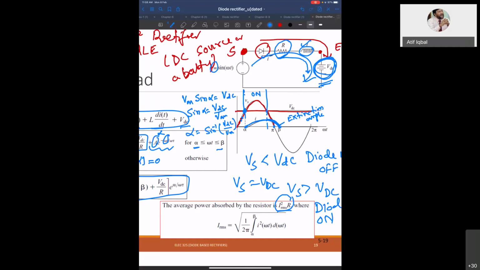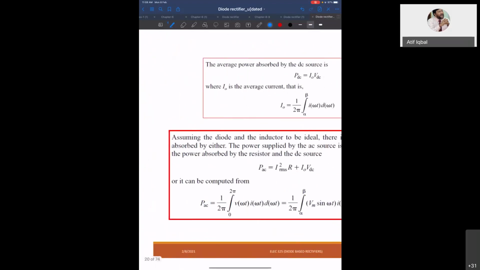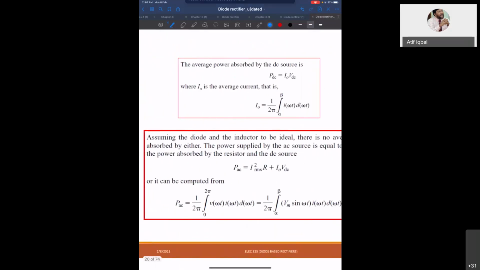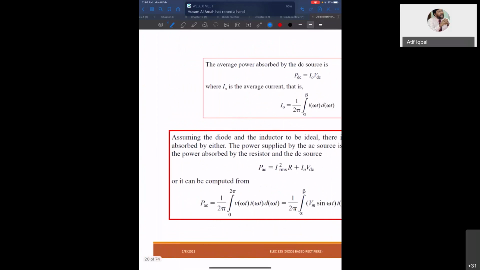And how do you get the I square RMS? This is from alpha to beta, I square. This is how you get IRMS. So from this IRMS, you can get I square RMS times R. That will give you the power loss. And the average power absorbed, yes.